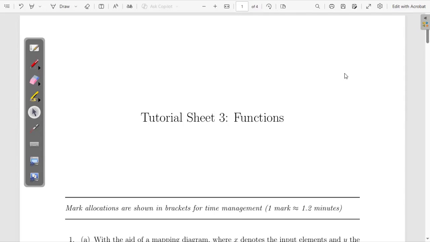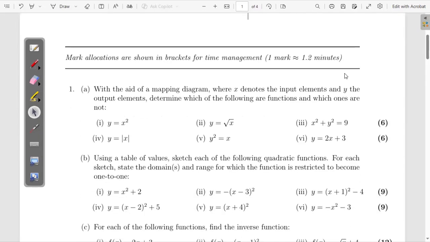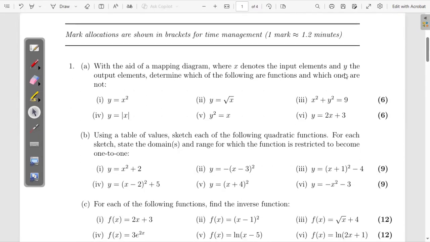We are going to see how we can determine whether a given relation is a function or it's not a function. We'll talk about the one-to-one functions, which are also called injective functions. Okay, then we'll talk about the quadratic equation. So I have this tutorial sheet with me, which has questions on all the concepts that we're going to cover.